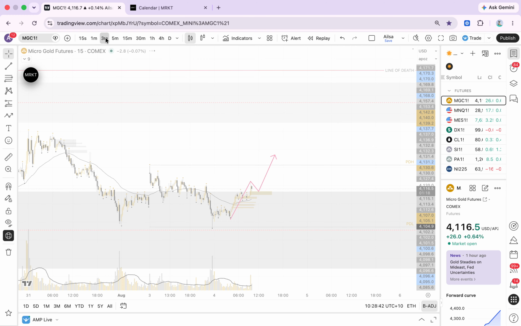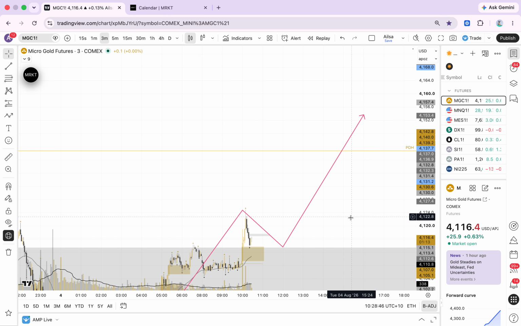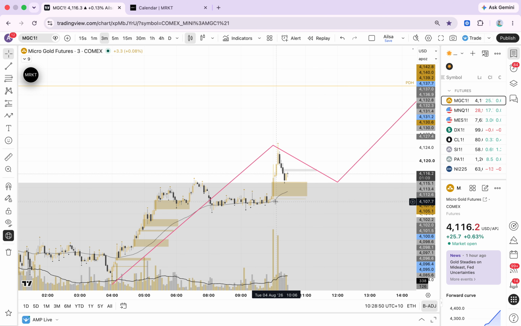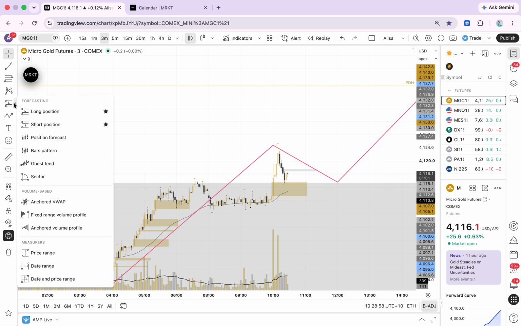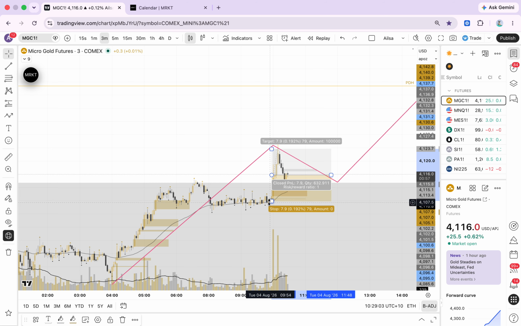I'm going to go down to the 3-minute because I'm enjoying working with 350s, and there was a 350 entry here today, which might have been nice, except that it immediately pulled back to the top of this range. I mean, maybe that's a good sign. Let me mark out that trade for you.